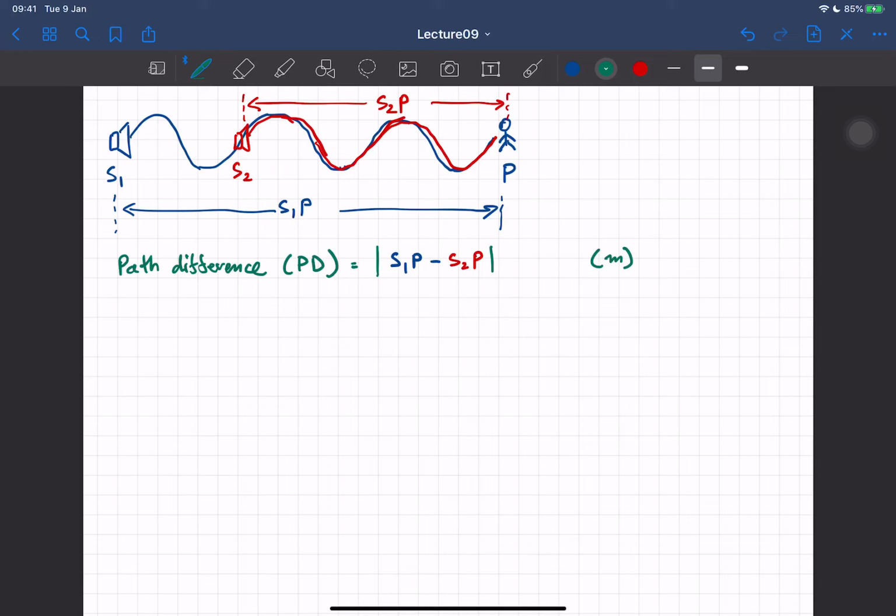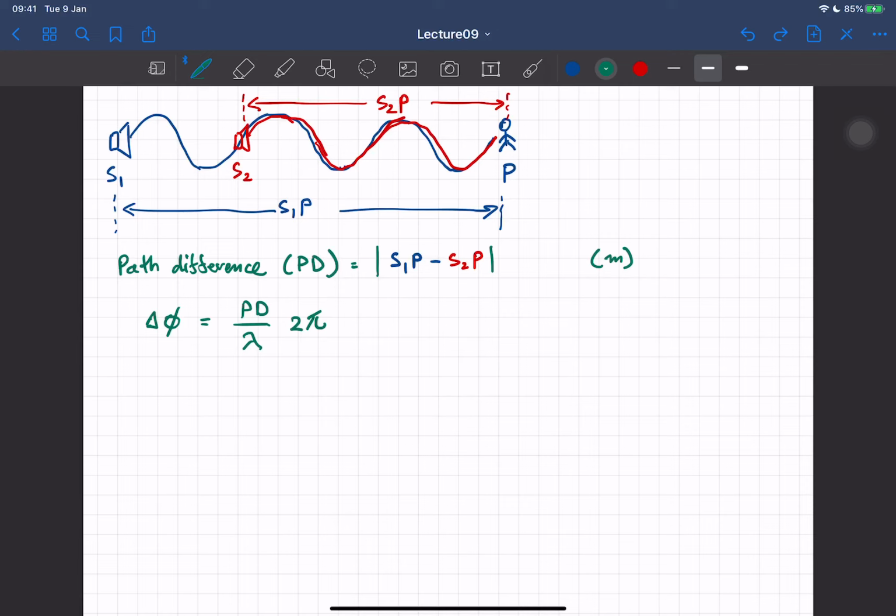Now, once you have the path difference, the phase difference is given by the ratio of the path difference to the wavelength times 2 pi. So it's PD divided by lambda times 2 pi. That's the phase difference. So this equation gives you the relation between the path difference and the phase difference between the two waves.